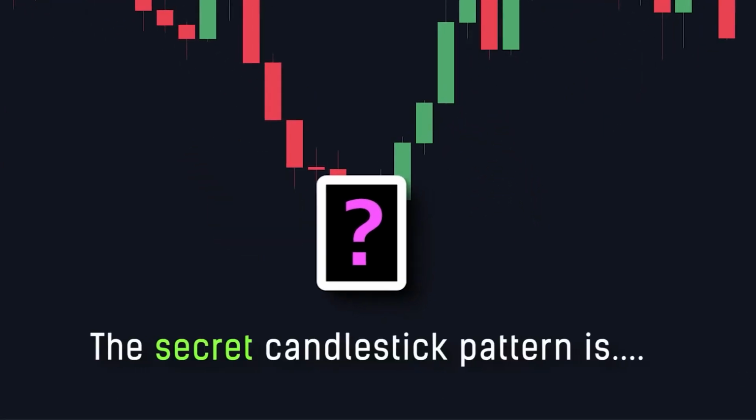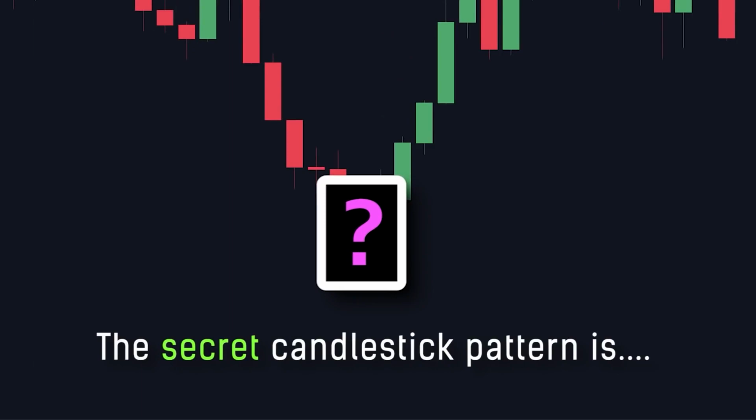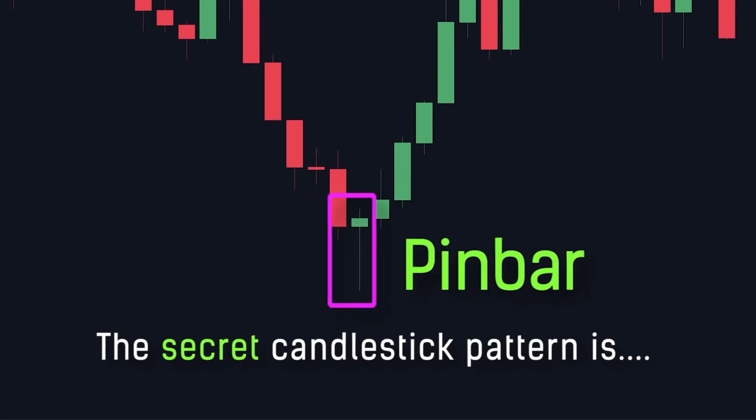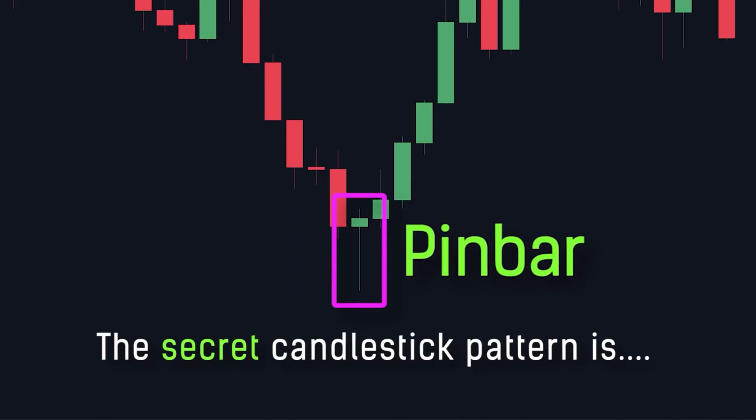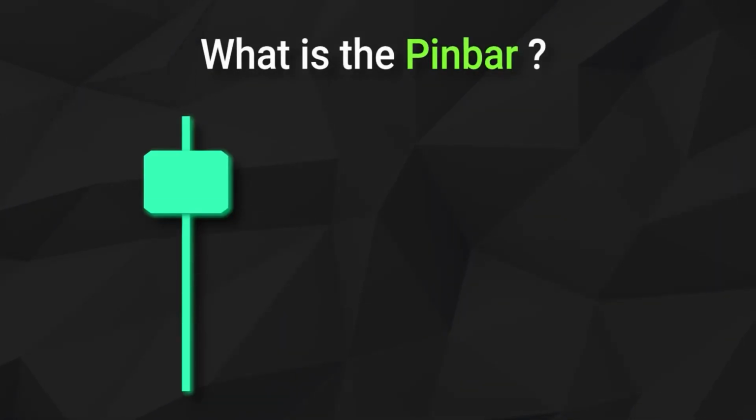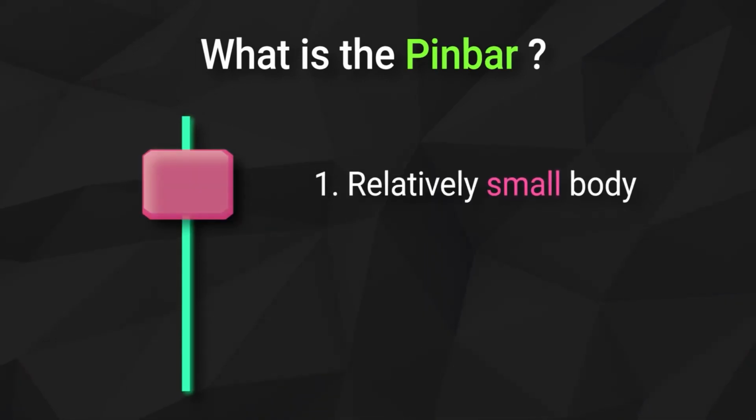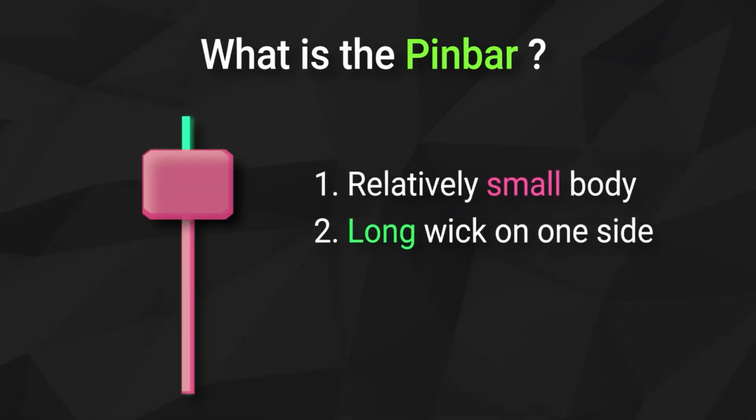And so, the specific candlestick pattern that I'm talking about in this video is called the pin bar. So, what is the pin bar? The pin bar is simply a candlestick pattern that follows these specific criteria. First, it has a relatively small body, and second, it has a relatively long wick that sticks out on one side. This is often referred to as the tail of the pin bar.